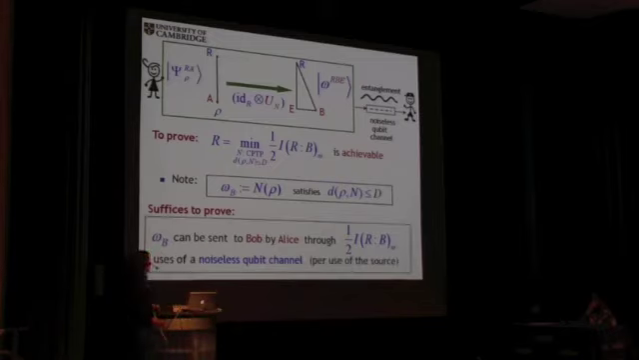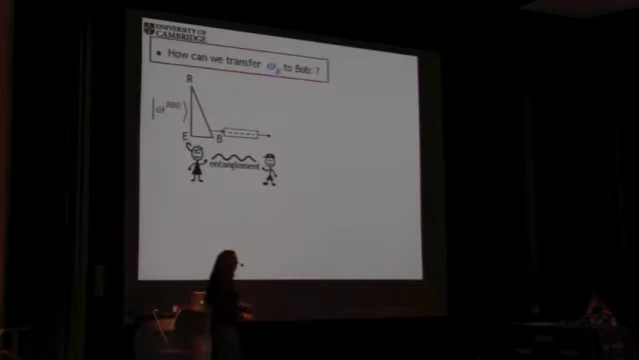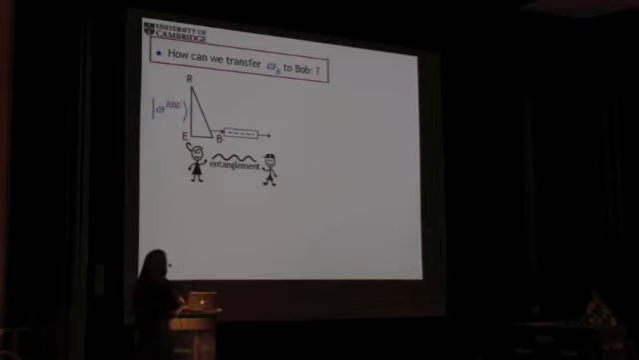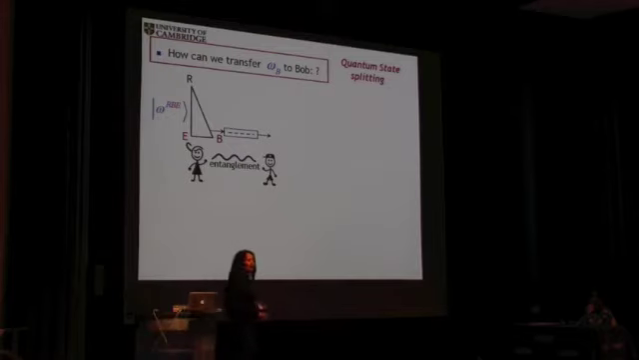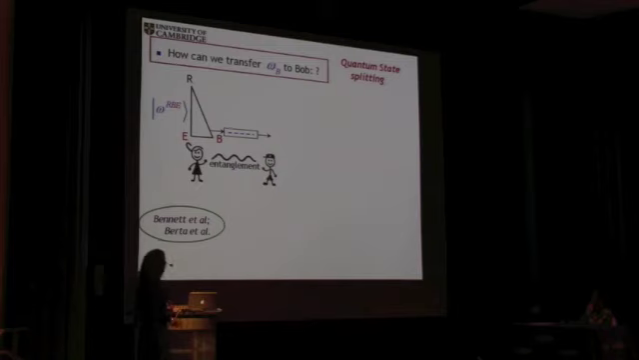So how do we do that? The question is, how can we transfer omega B to Bob? Bob originally has nothing, and Alice has E and B, and that's the reference. Now that can be done using the protocol of quantum state splitting, studied by these authors.